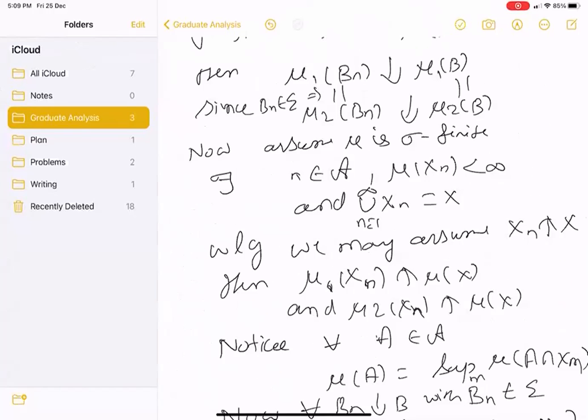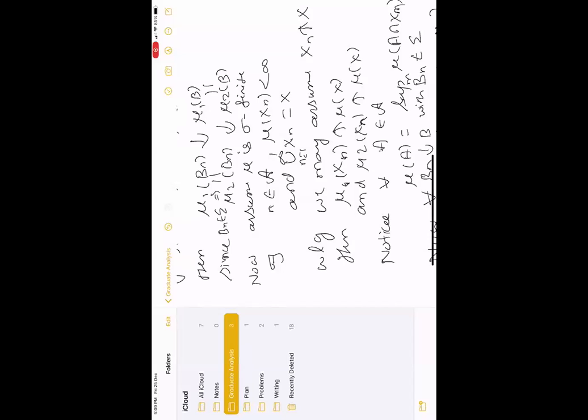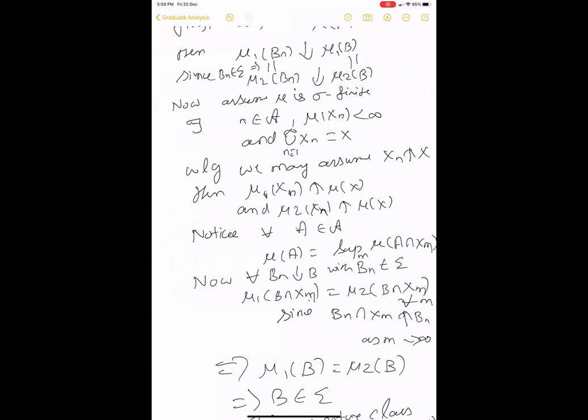Sir, can you just once explain why we needed to do this for two separate cases? We have to deal with the sigma finite case separately? Yeah, because it's not true, no? Earlier, in the very first class, we proved that decreasing intersection is not true for infinite measure. It's true only for finite measure, right? Yeah, that is not true in general.